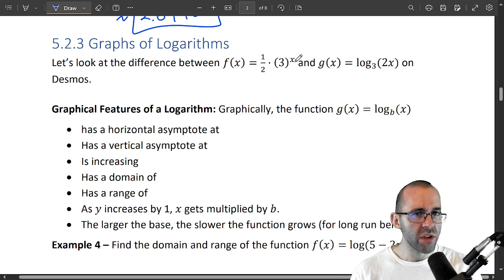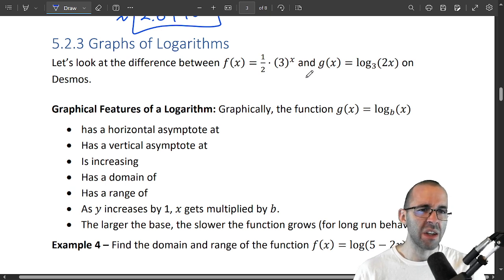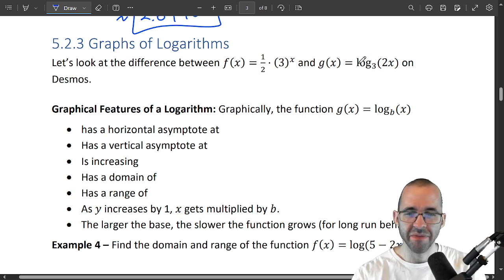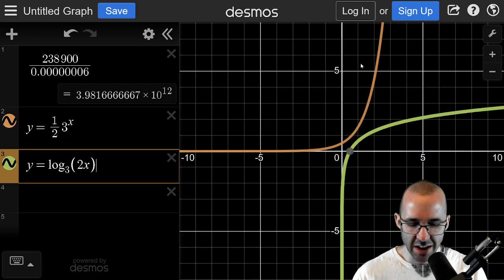So looking at the equations, you notice they both have a 3, right? This is an exponential function with a base of 3. Here's a logarithmic function with a base of 3. The exponential function has a starting value of 1/2, a times b to the x, and it's tripling every time x increases. And then there's a 2 here. We don't know too much about that just yet.